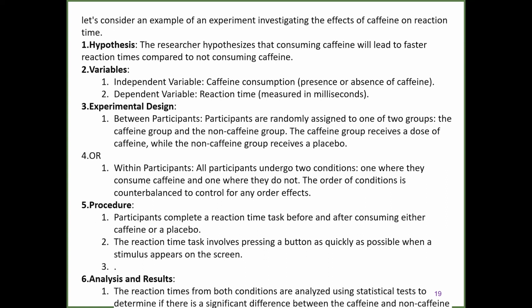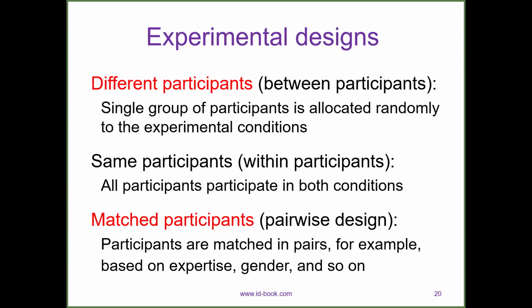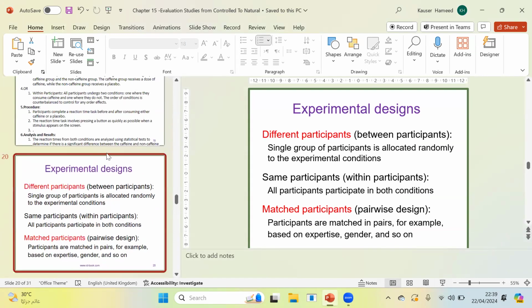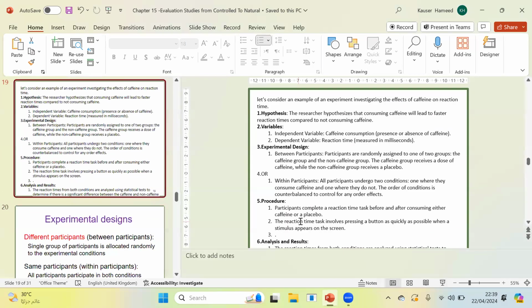Analysis. The reaction times from both conditions are analyzed and statistical tests are performed to find the deviation or variation between these two groups. And in conclusion, a conclusion is given.